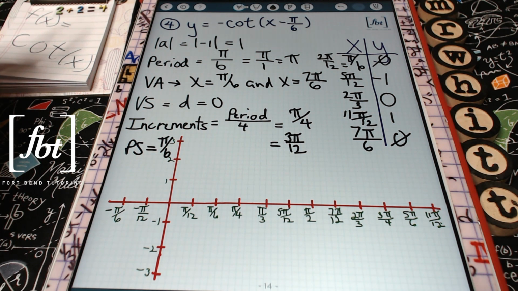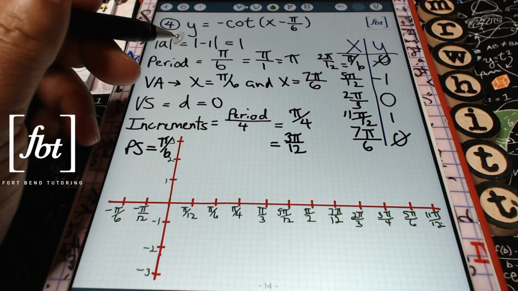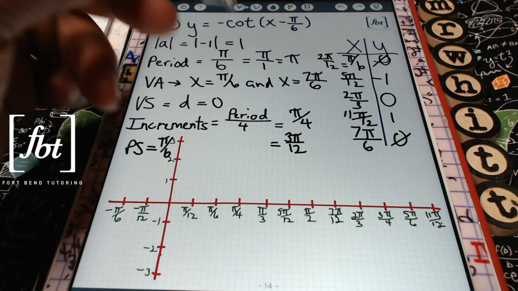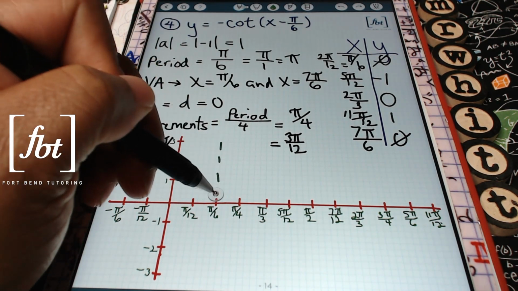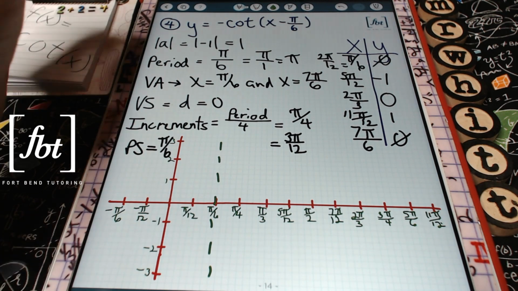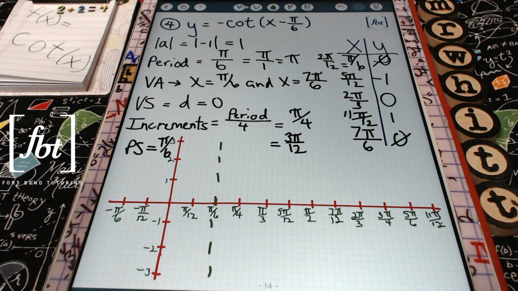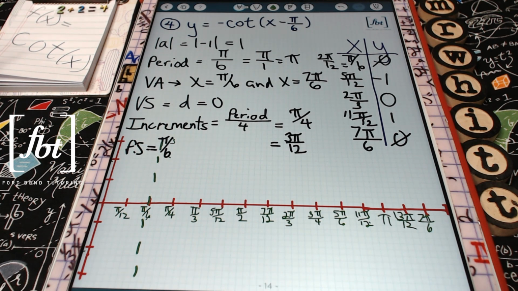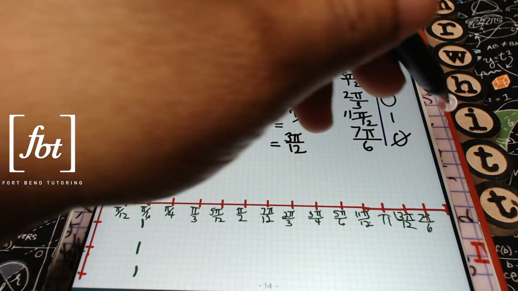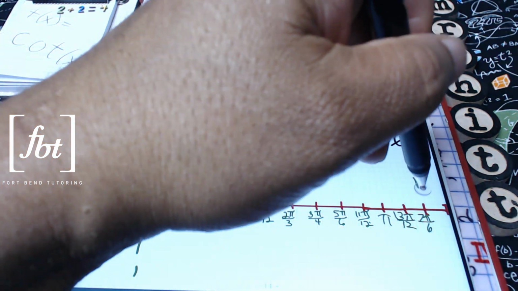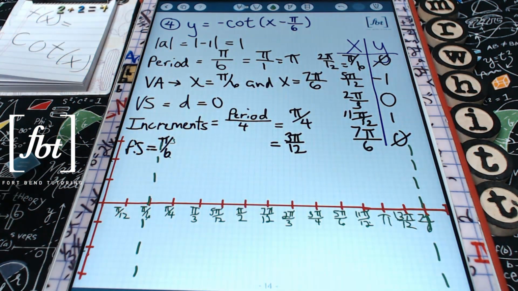Okay, guys, let's go ahead and start with our vertical asymptotes. So I'm going to start by plotting my vertical asymptote here. Beginning at pi over 6, I have a vertical line right here. And 7 pi over 6 is going to take us off the graph. Well, who set this up? Let me go ahead and fix this. All right, well, this is much better now. Okay, so now we have room. And so our second vertical asymptote is going to be right here at 7 pi over 6.